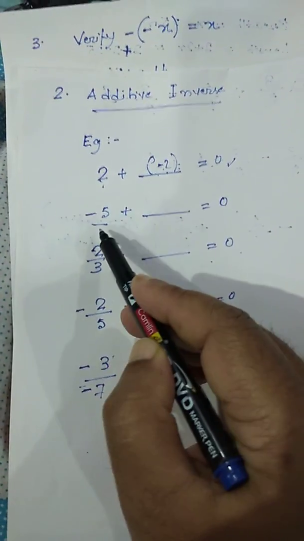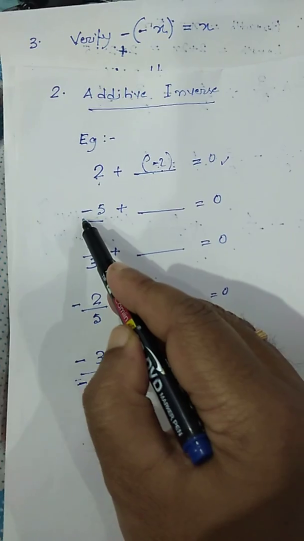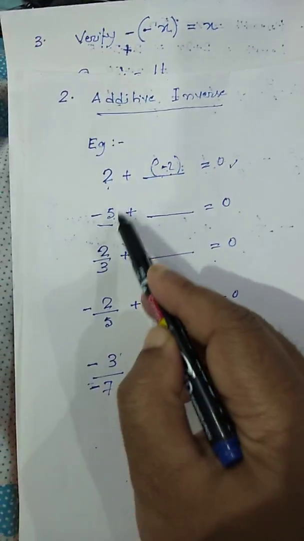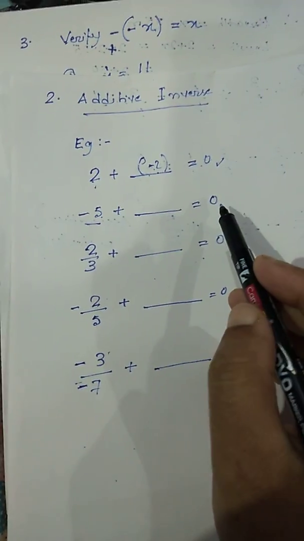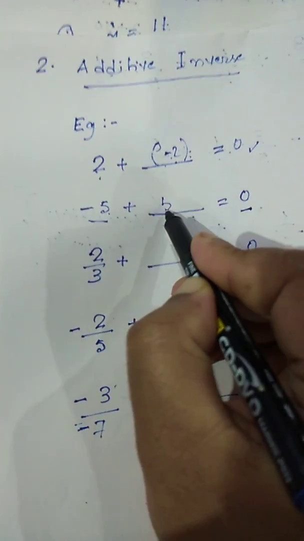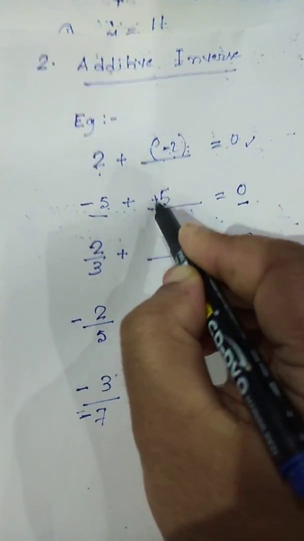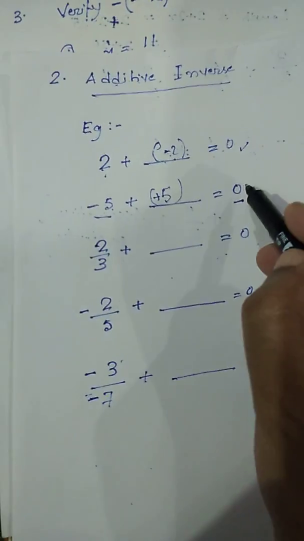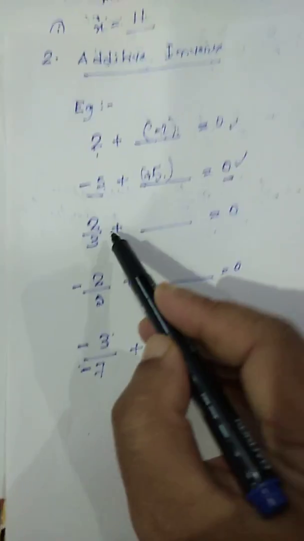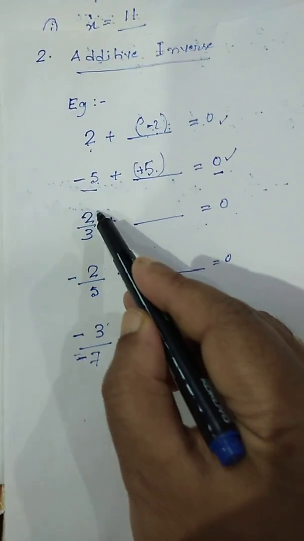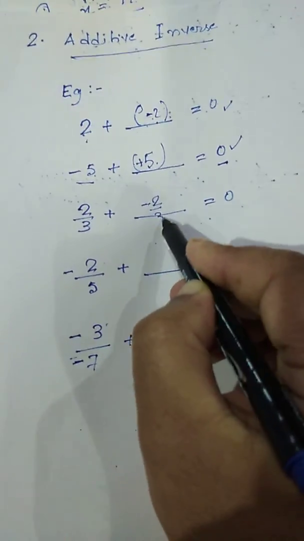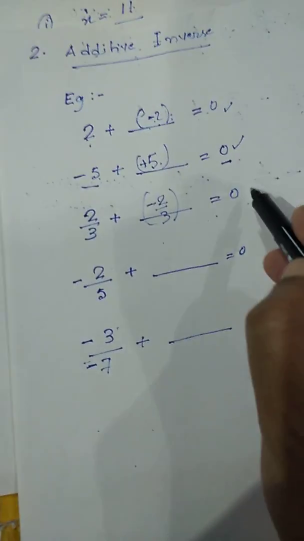See, I have written another example. Now this time it is initially in the minus form. So what is the additive inverse of minus 5? That means what is the number that I should add to minus 5 so that I end up with 0? Obviously this time I will take 5, which means plus 5. So minus 5 plus 5 is 0. So the additive inverse of minus 5 is plus 5. Similarly, what is the additive inverse of 2 by 3? Obviously, minus 2 by 3, because if you solve this, we'll get 0.